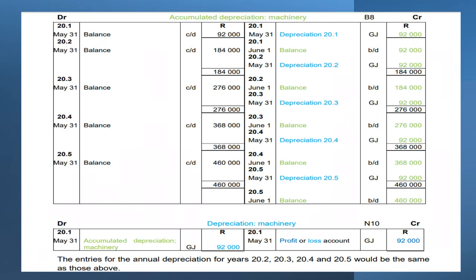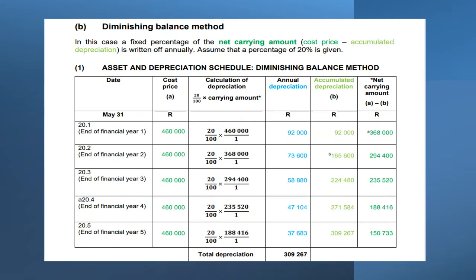So these journals for depreciation, you will do it for all the years, year 1, year 2, year 3, year 4, year 5. So it will be the same. That's why here they just wrote 1.